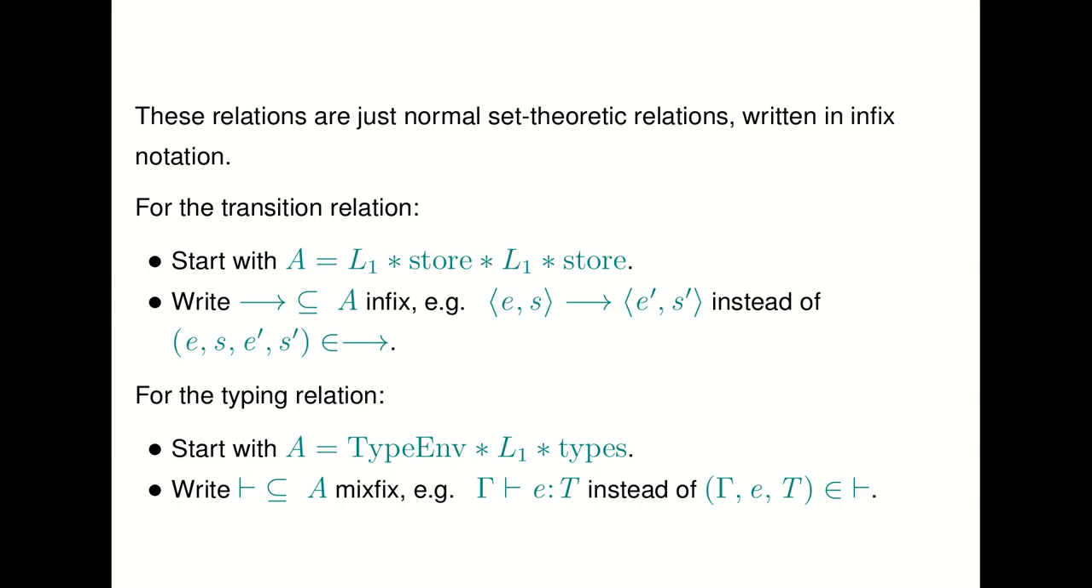And over here, what we're saying is that E, S transitions to E prime, S prime is a four-place relation. So instead of writing that E, S, E prime, S prime is in the transition relation, we write E comma S transitions to E prime S prime. We use this infix notation because this arrow conveys the intuition to a human reader that E, S is being transformed into E prime, S prime. So we're using an infix notation for the benefit of the human. There's no fundamental mathematical content to this. It's a convenience.